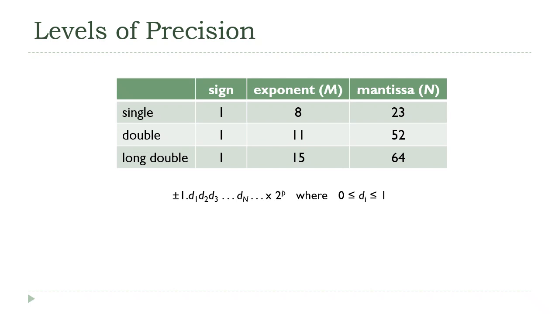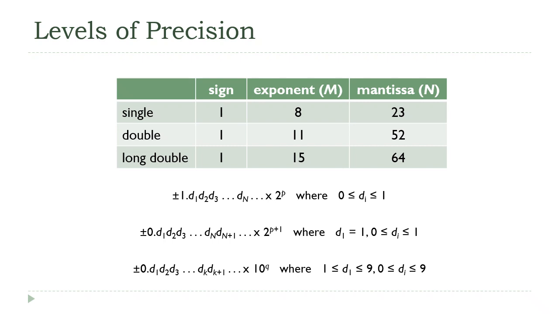Sometimes you'll see this normalized format rewritten so that it starts with a 0 instead of a 1. Right, so in this case, there are m plus 1 binary digits, and the first one has to be a 1. And the exponent is increased by 1 to account for the shift of the decimal point. And we can also write a decimal version of this normalized form where the individual digits can be from 0 to 9, except for the first one, which can't be 0.